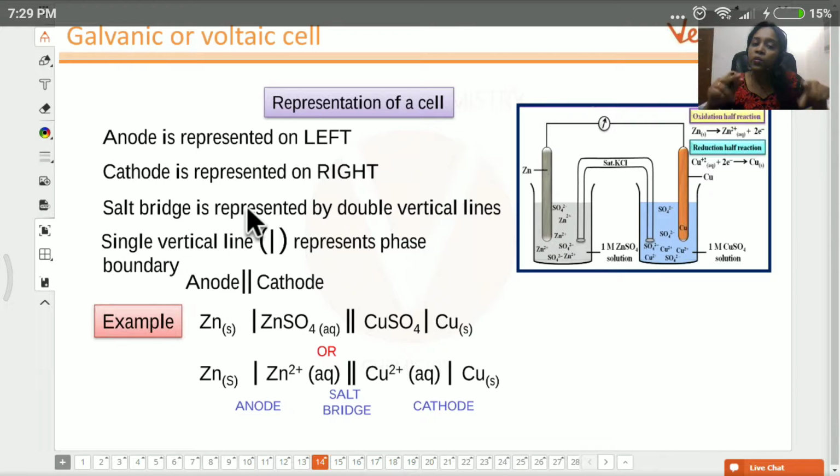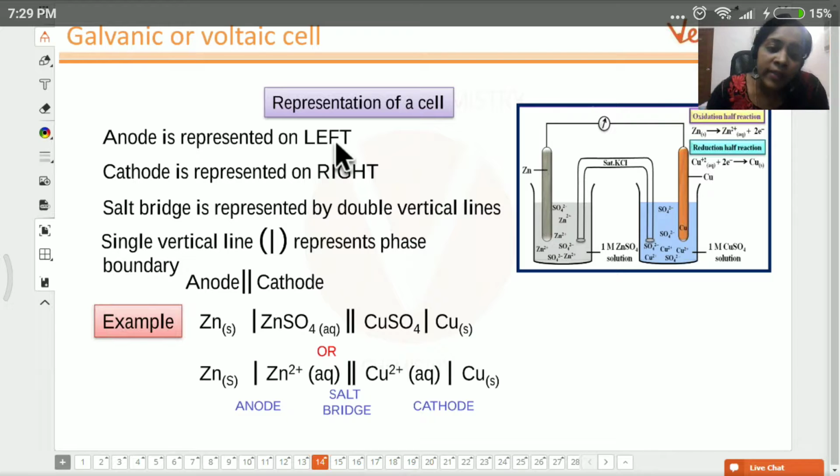If I don't use a salt bridge, what is going to happen? One side is going to accumulate more charges than the other, and you're not going to have a proper distribution of charges. You're not going to be able to generate a proper electrode potential, and you're not going to have a proper value there. When you see the definitions and the application of this electrode potential, you'll understand why a salt bridge is so important.